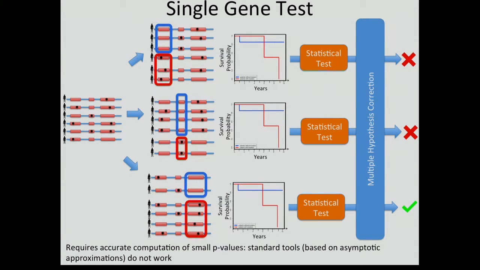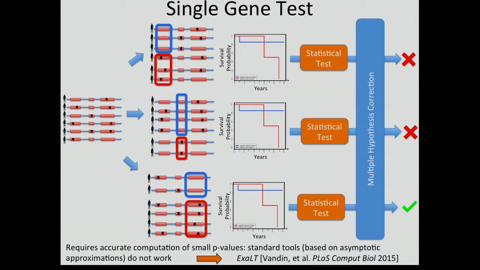And so you cannot actually use standard tools for survival analysis that are based on the asymptotic approximation or asymptotic distribution for the log-rank statistic. So you need to do something different from what is, for example, implemented in R's survdiff, just to mention a specific software. So what we've done in the past is we have developed a tool that provides an accurate approximation of these very small probabilities that are needed in case you are testing all possible genes in the genome.